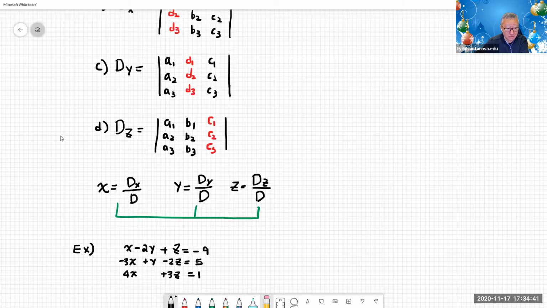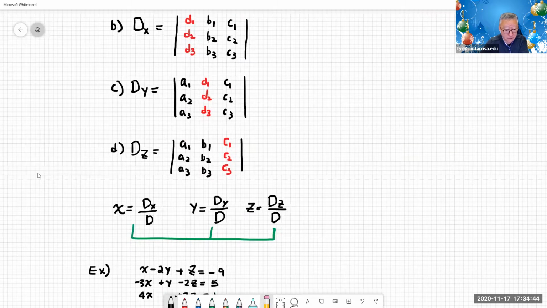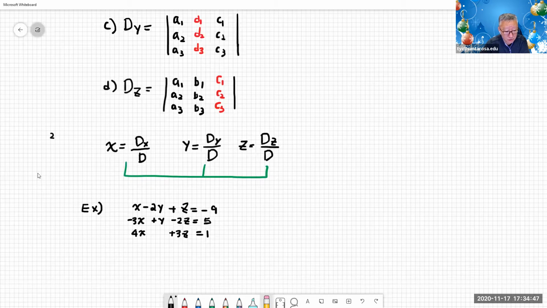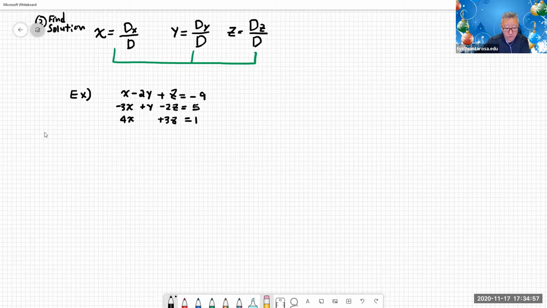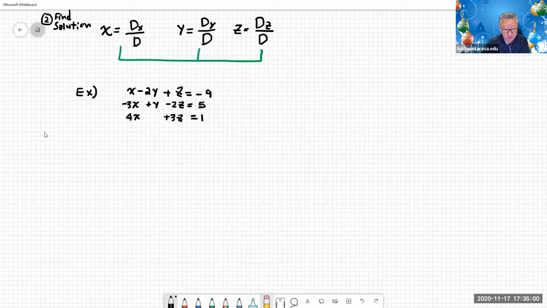Okay, so first you have to find the determinant. I forgot to write this down here. So number 2, you find the solution. Okay, so that's the second step. So then in this example, we're going to set up the determinant of the system. I'm just going to call it D. This is simply the coefficient matrix, because we're only going to have coefficients for x, y, and z.